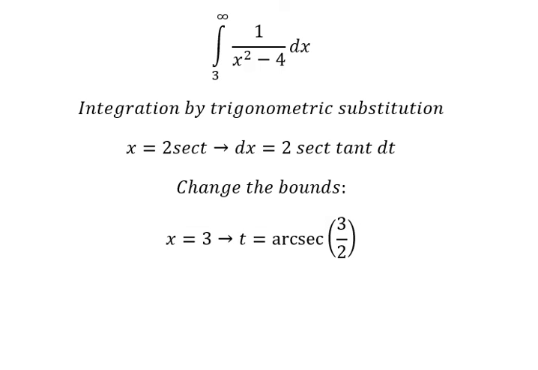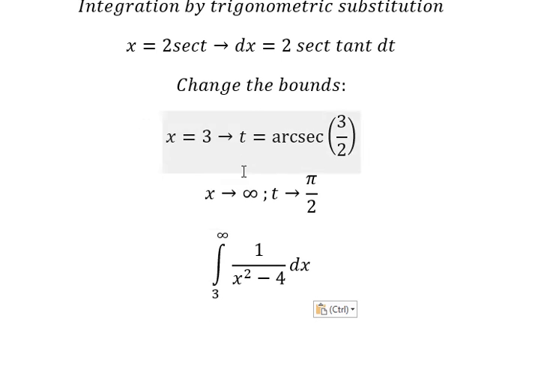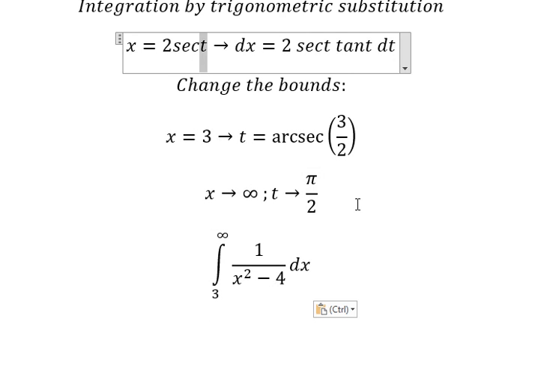Next, when s goes to positive infinity, t should go to pi over 2. Because if we put pi over 2 in here, you get 0 in the denominator. That's why you get positive infinity.